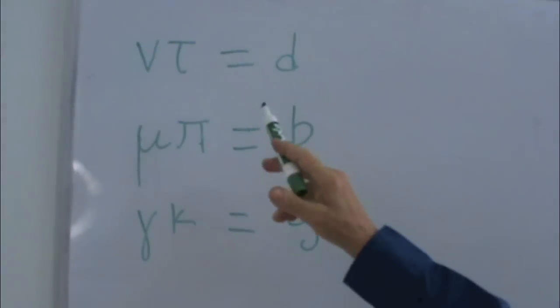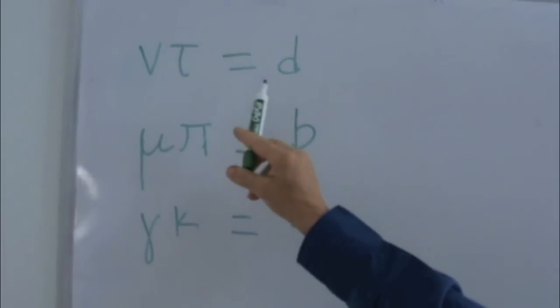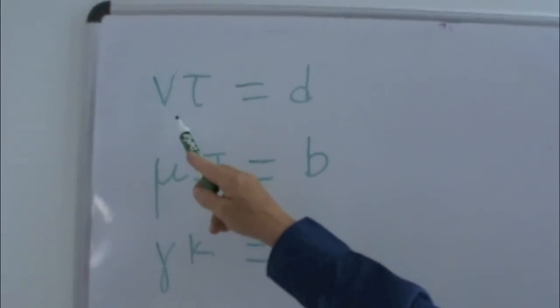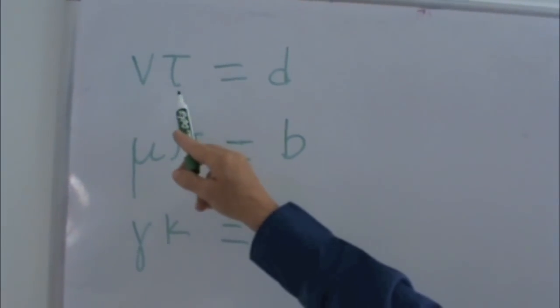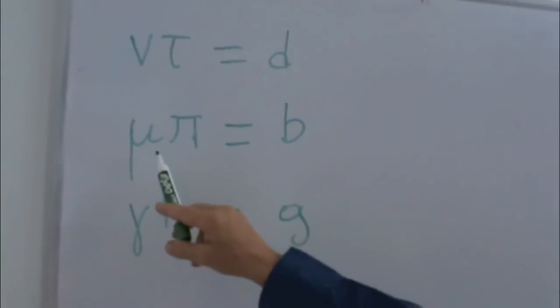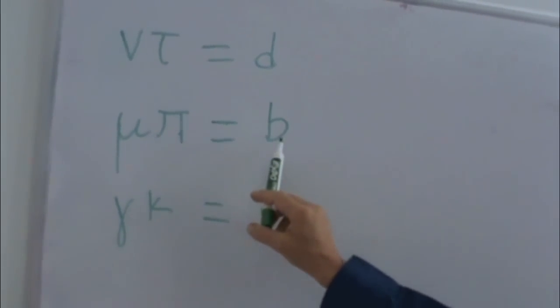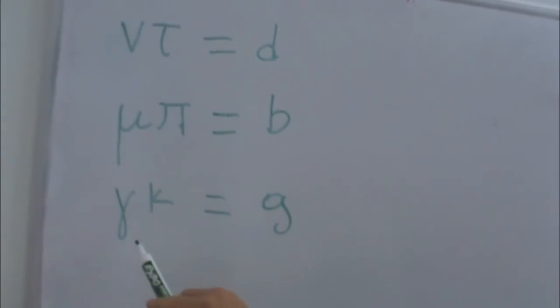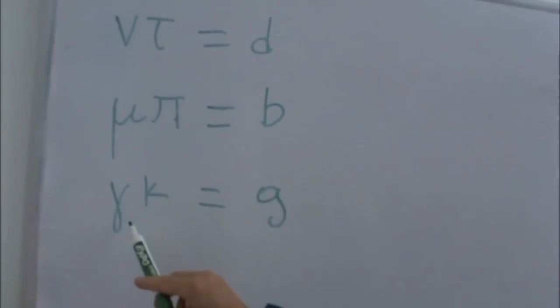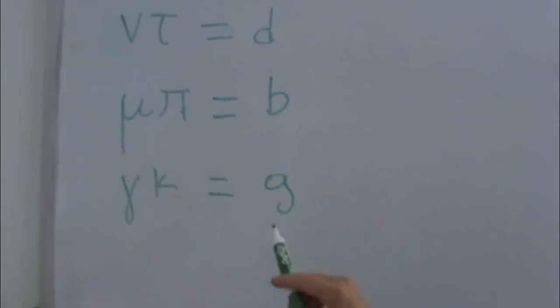Okay, these are the double consonants that make one sound. N and T together, they sound D. M and P together, they sound B, like the letter B. Gamma and K together sound like the letter G.